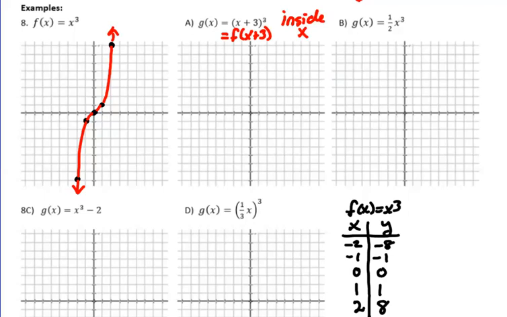It is adding, so that is a shift. And it's adding 3, so I'm going to actually shift to the left 3. So I'm shifting the whole graph left 3. This is something that you need to get familiar with. Inside the function, if I add, it shifts the graph to the left 3. So I'm going to take each one of my key points and move it 3 to the left.